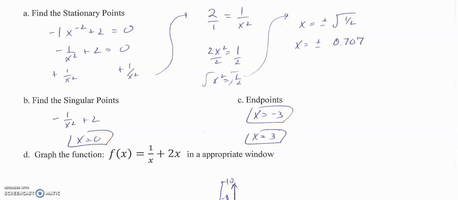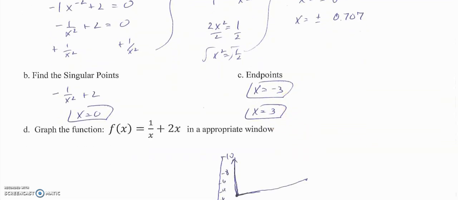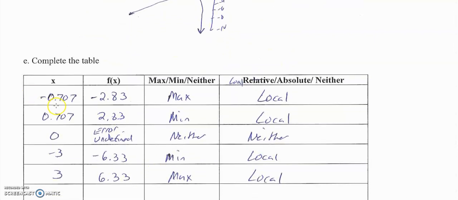And endpoints come from the domain. The domain is negative 3 to 3, negative 3 and 3. So we take our points that we found and make a table. So we have negative 0.707, plug it into the original function, we get negative 2.83. Take 0.707, plug into the original function, we get 2.83.